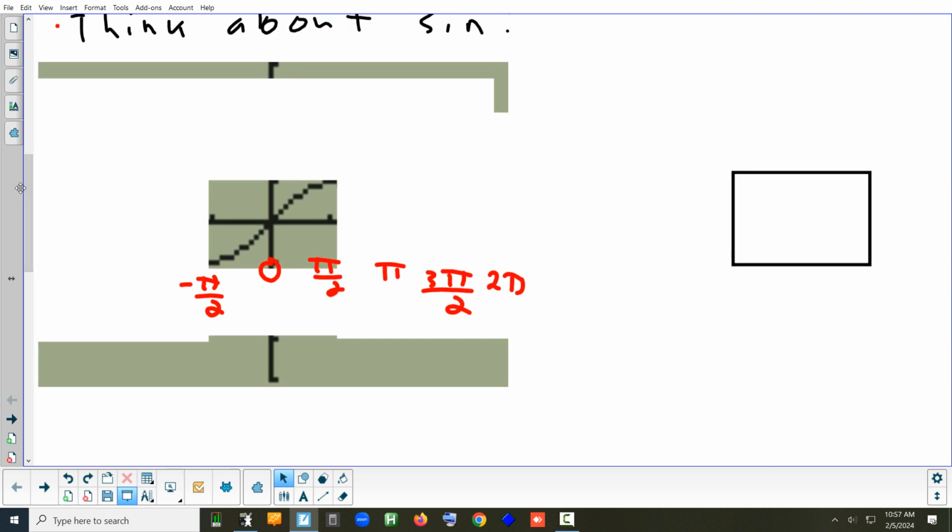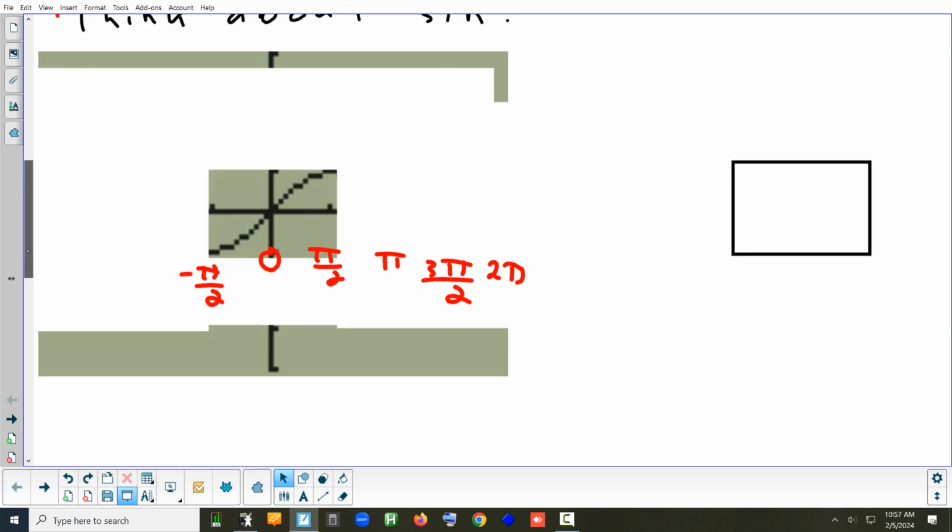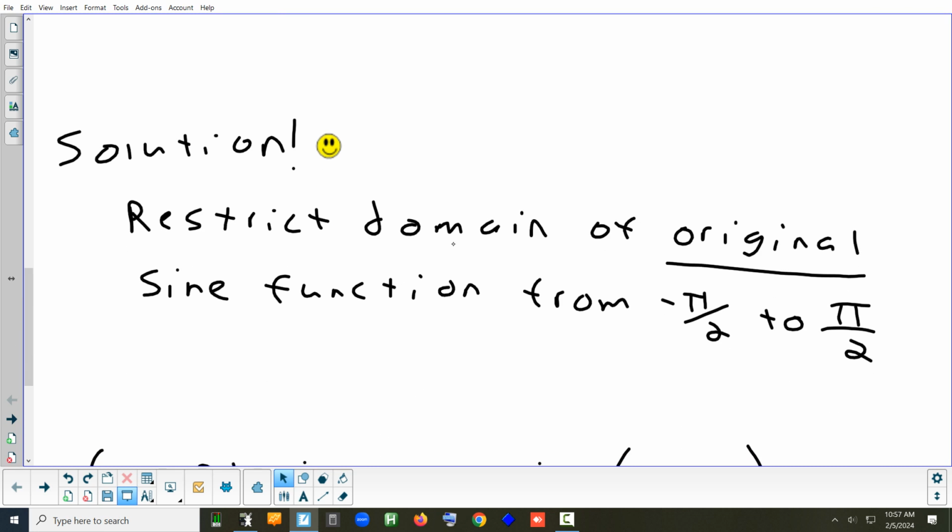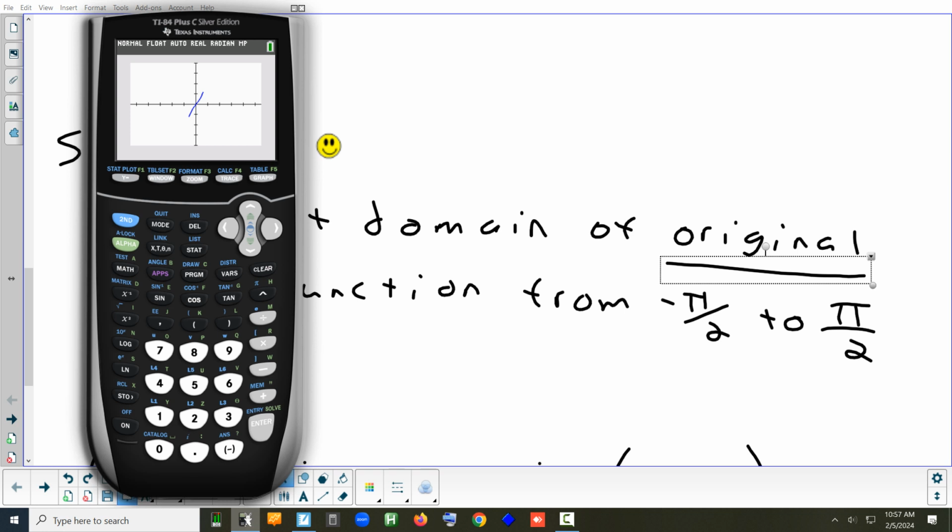When we talk about regular sine, what did we just say we limited the domain to? So then we could talk about inverse sine. Right, we limited the domain of the original to negative pi over 2 to pi over 2. Well, watch what happens if I set the range of the inverse to negative pi over 2 to pi over 2.